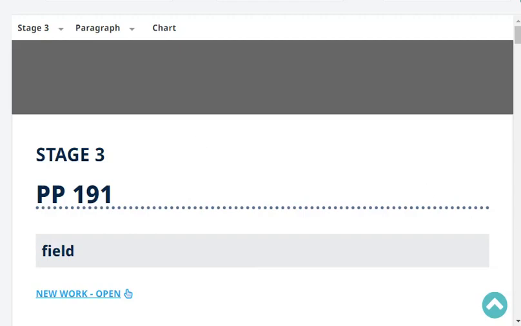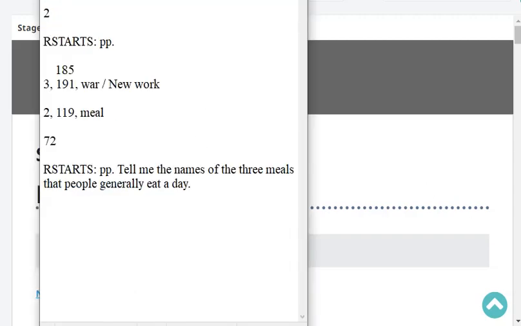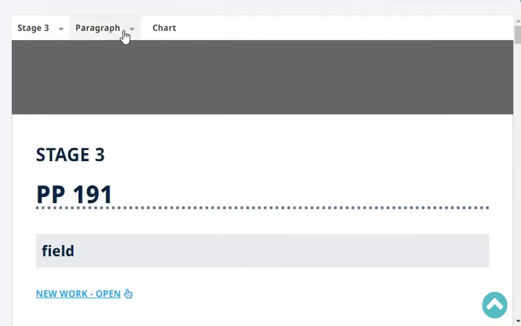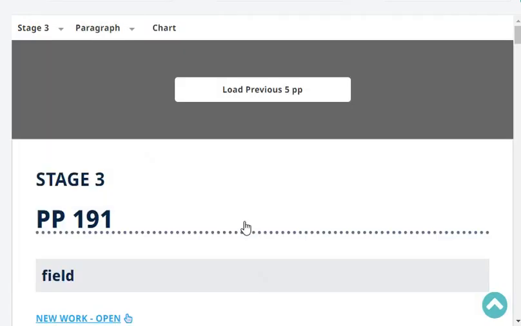We are at Stage 3, paragraph page 191. The last headword was "war." New word type of lesson. Okay, so let's start with our revision.